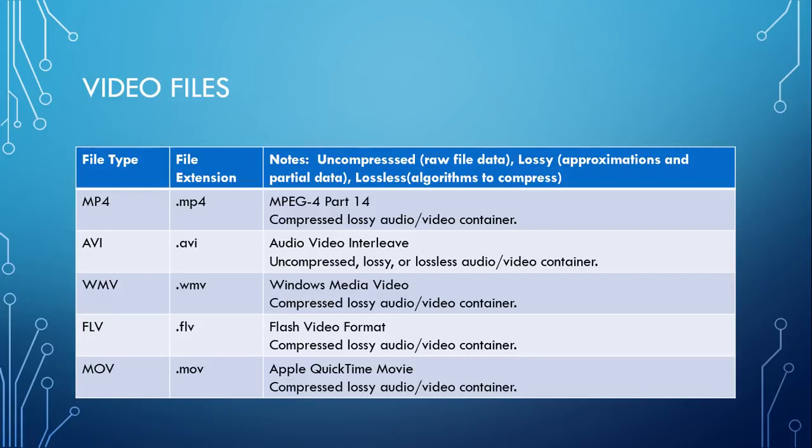You'll typically see FLV used with things like Flash. And of course, remember, Flash is going away, but that's where FLV comes from. So if you ever see it, it's typically associated with Adobe Flash. And lastly, you have MOV, which is part of the Apple QuickTime movie. You might occasionally see .qt for QuickTime. This is a compressed lossy audio video container.